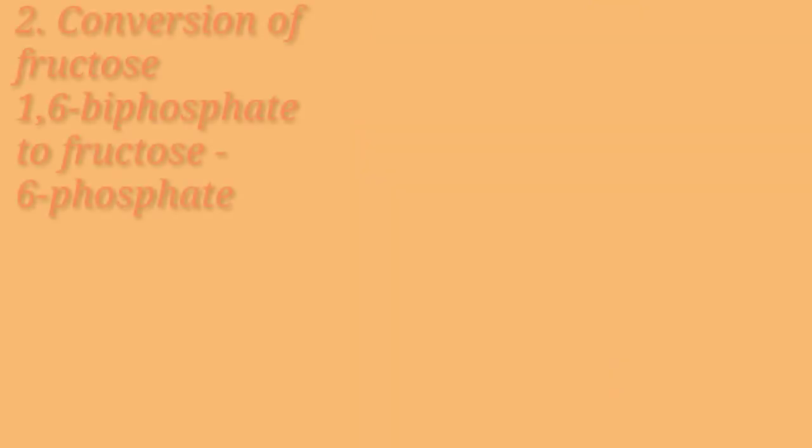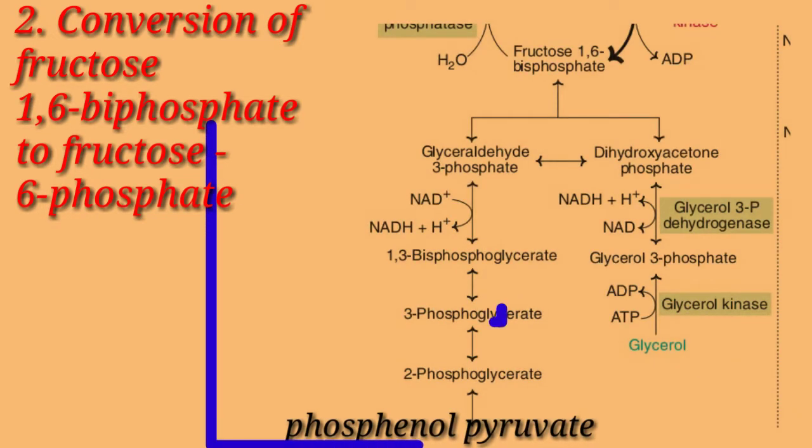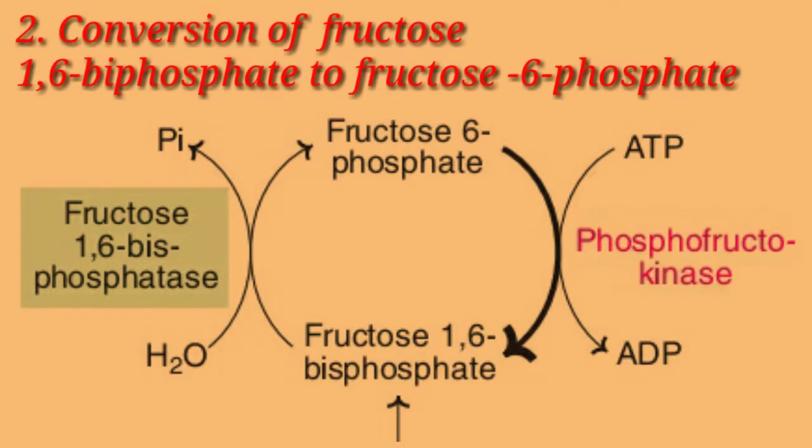Next step is conversion of fructose 1,6-bisphosphate to fructose 6-phosphate. Phosphoenolpyruvate undergoes the reversal of glycolysis until fructose 1,6-bisphosphate is produced. The enzyme fructose 1,6-bisphosphatase converts fructose 1,6-bisphosphate to fructose 6-phosphate. This enzyme is also called regulatory in gluconeogenesis.